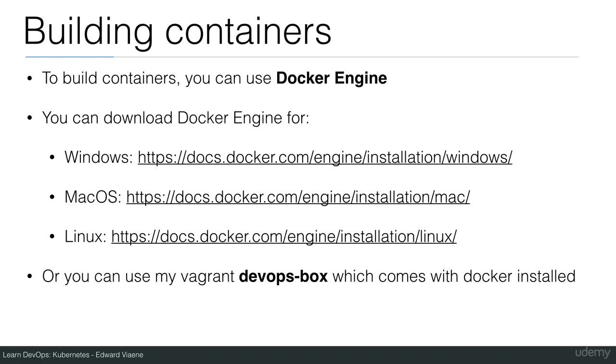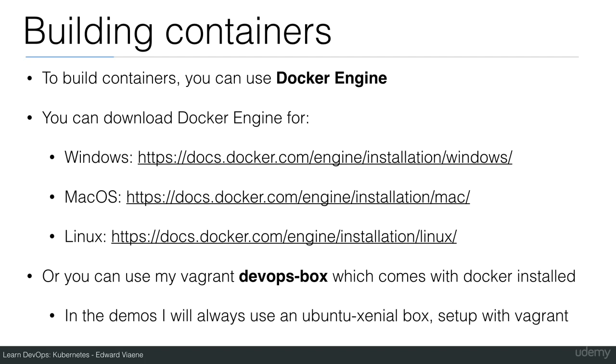On my GitHub, I have a DevOps box, which is a Vagrant box, which will automatically install Docker for you. In the demos, I will always use an Ubuntu Xenial box set up with Vagrant. I showed you how to do this in the AWS preparation demos. If you haven't followed those, but you would like to run an Ubuntu Xenial box, then have a look at those demos. The DevOps box is also Ubuntu Xenial, and you can find the URL for this DevOps box in the procedure document. So whether you use a plain Ubuntu or a DevOps box, it's almost the same.